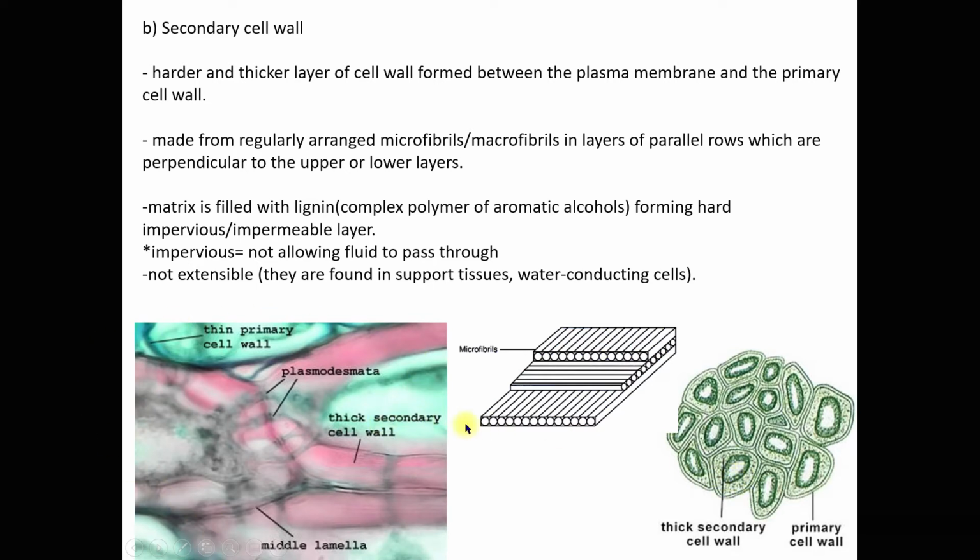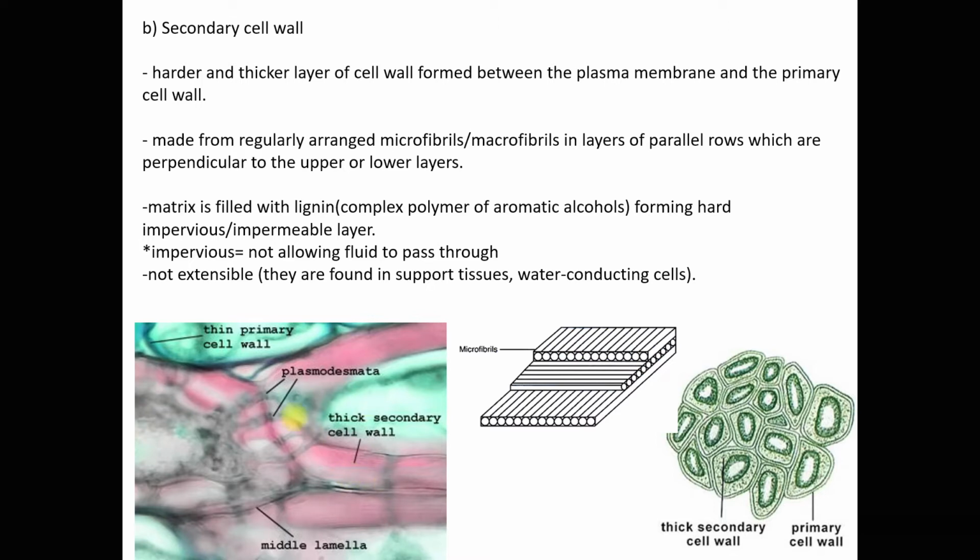Okay, so this diagram is clearer. You can see this secondary cell wall. The matrix is filled with lignin, right? So this lignin forms the hard impervious layer, an impervious or impermeable layer. So meaning to say, in the secondary cell wall, water cannot pass through.